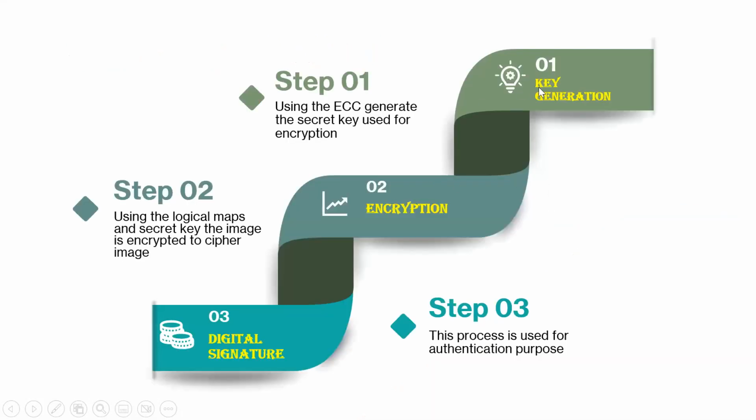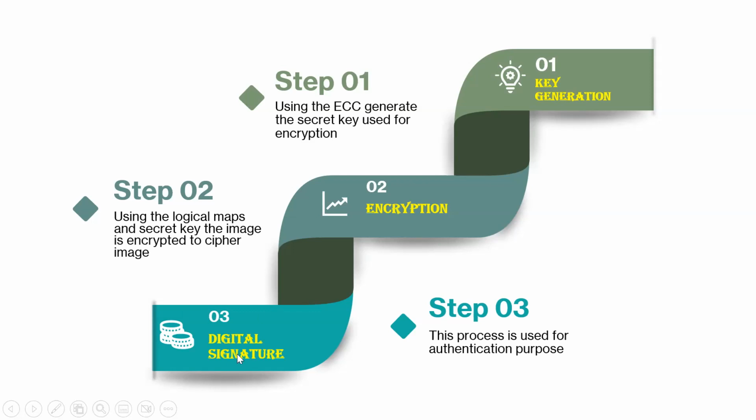And step one, the key generation. For key generation, here we use elliptic curve cryptography. This method will be used because we need to generate a secret key that is used for the encryption scheme. And the second step is encryption, where we'll be using the chaotic maps to create a public and private key for the encryption between the user and the recipient. And then we will be combining that with the secret key, and then we will be converting that image or text, anything, into the cipher image or ciphertext.